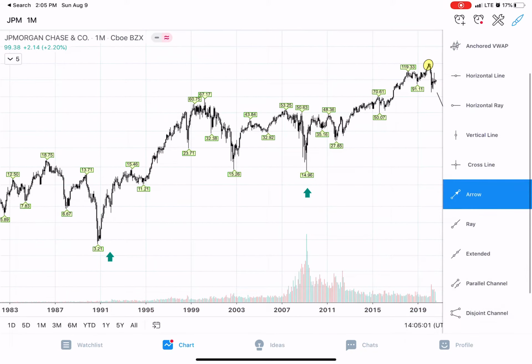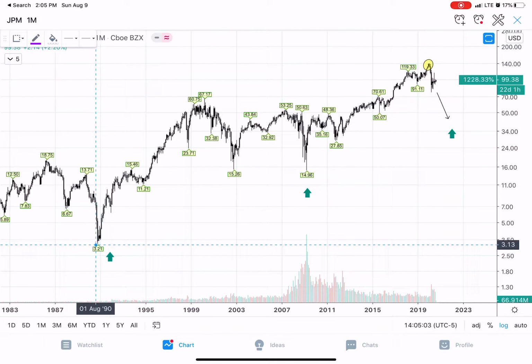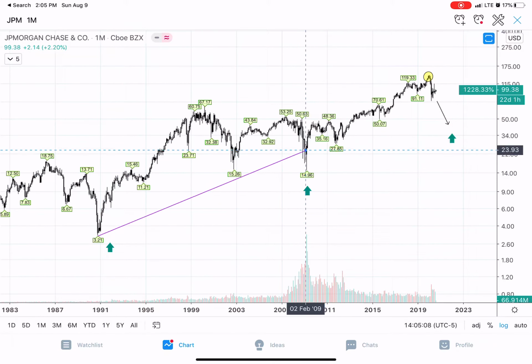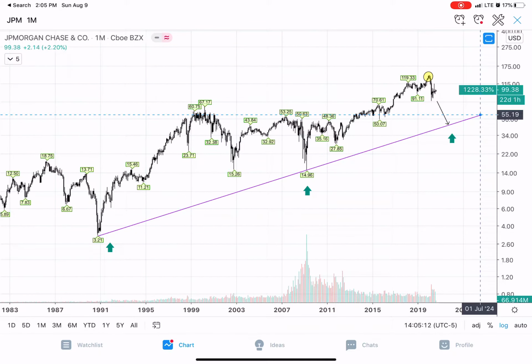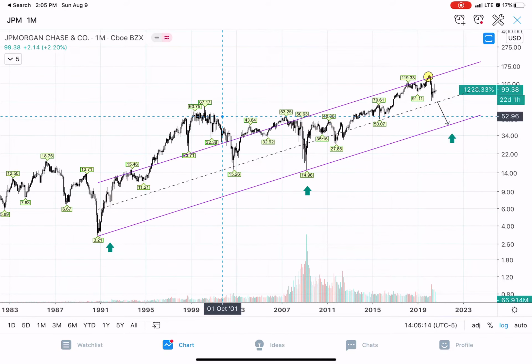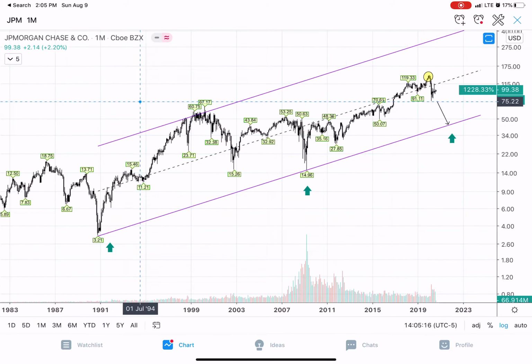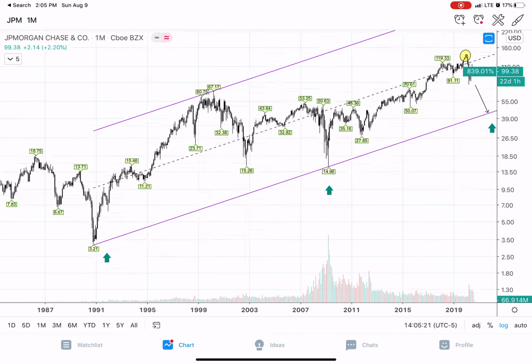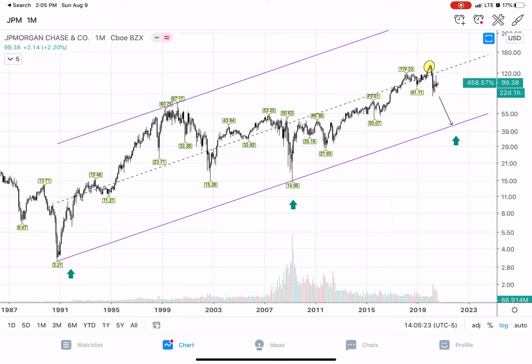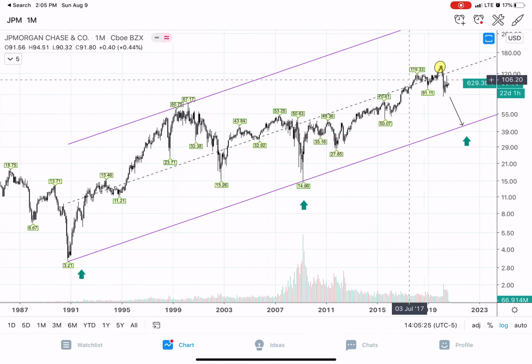But for channels, we basically need to connect two highs or two lows, and then we want to connect them to the opposing highs in the series. So here I'm going to connect two lows with the highest high up here, just so we can get a general understanding of what price is doing, right?